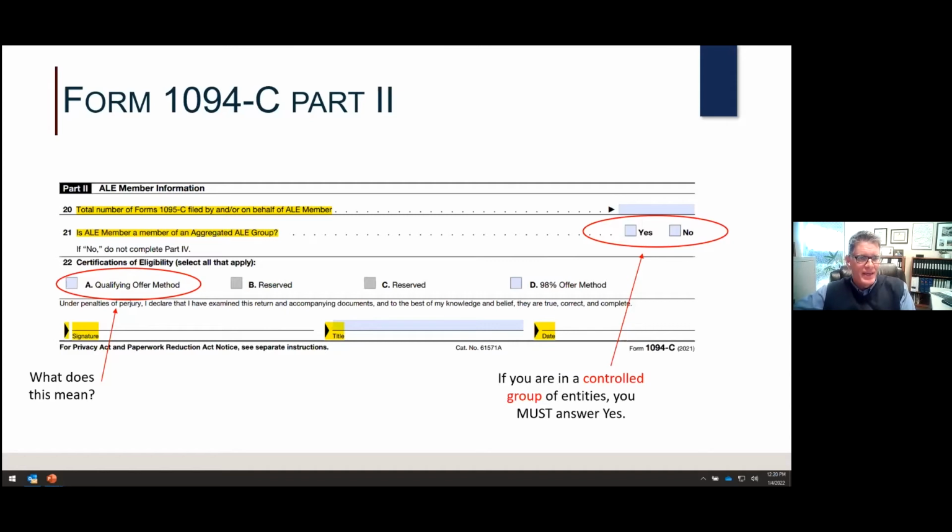If you are in a controlled group, meaning you have multiple entities that have the same common ownership, you are considered an aggregated applicable large employer group of multiple entities. If that is the case, you must answer yes to this question to inform the IRS that you are part of a controlled group, part of an aggregated ALE group. In those situations, each member of the controlled group has their own individual ACA filings. So each member has its own set of 1094s and 1095s.